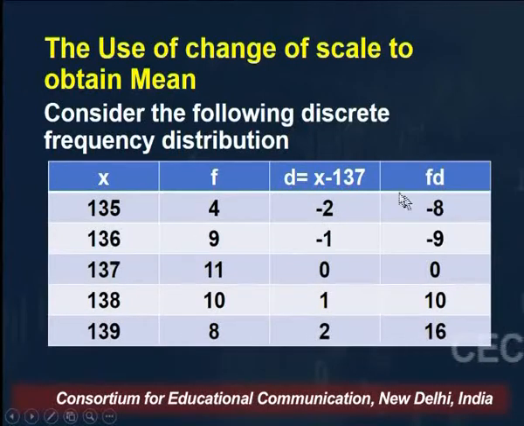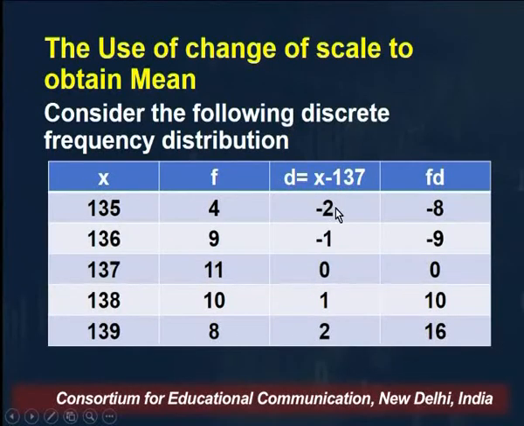So what I do is, I subtract 135 minus 137, which is minus 2. 136 minus 137 is minus 1. 137 minus 137 is 0. So from each of the values I am subtracting 137, and see how simple the values have become. They become minus 2, minus 1, 0, 1 and 2. Now, these are the values of di. I will now obtain the arithmetic mean of di's.